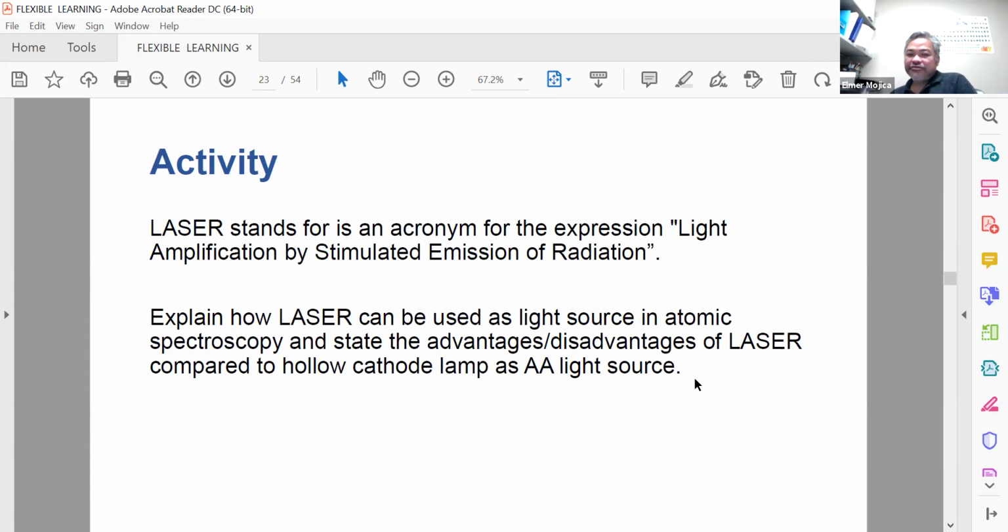Now, maybe in our synchronous meeting, we can answer the question on this about laser. I think it's much better being done during the synchronous meeting.